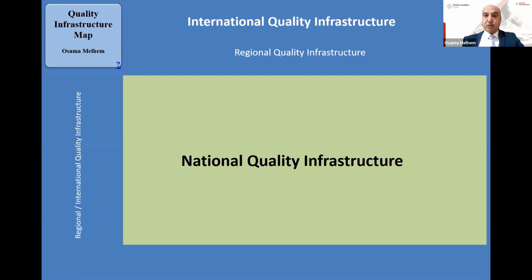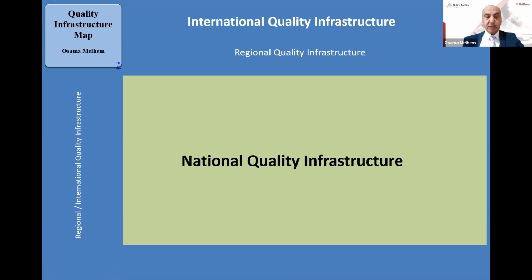Now, to make the story short, let's imagine that our country is represented by this green rectangle here, and the surrounding blue color represents the regional and international community.